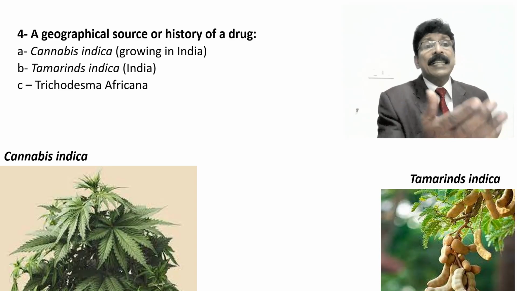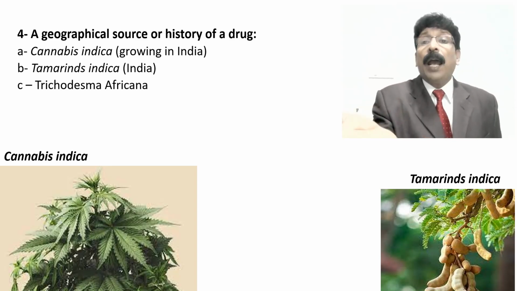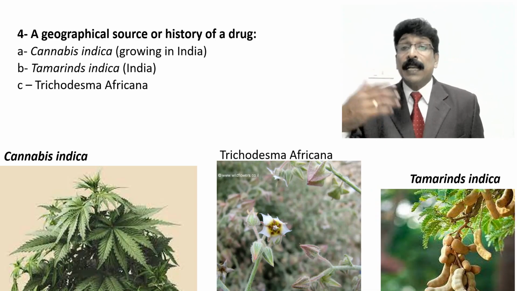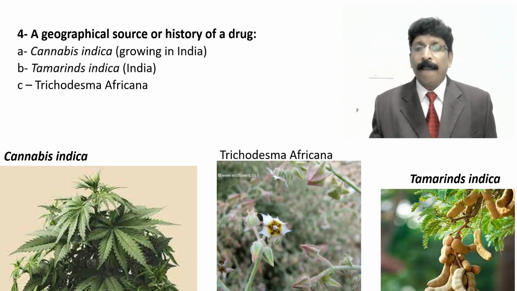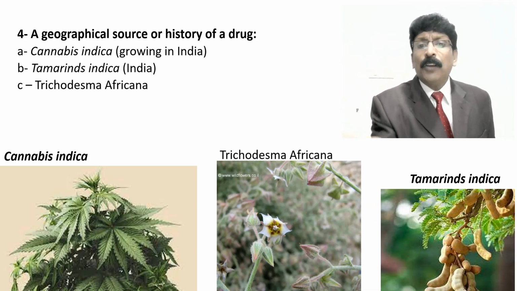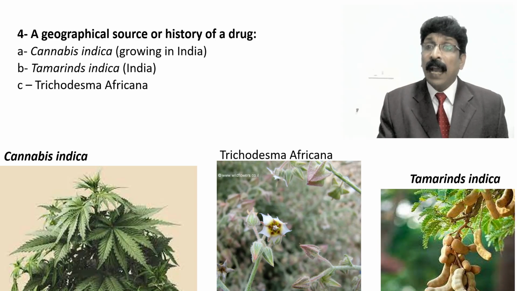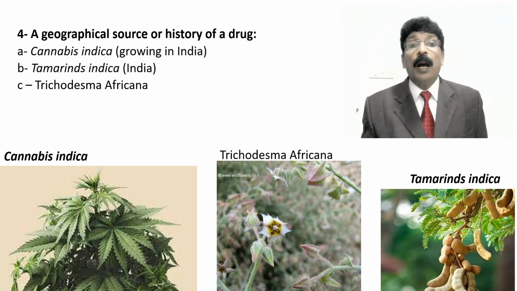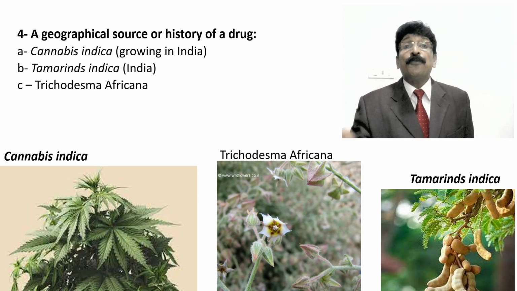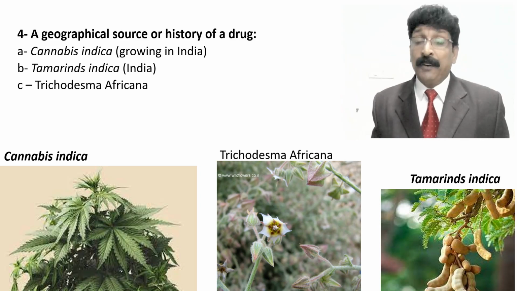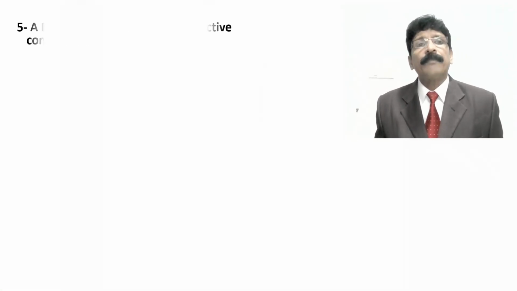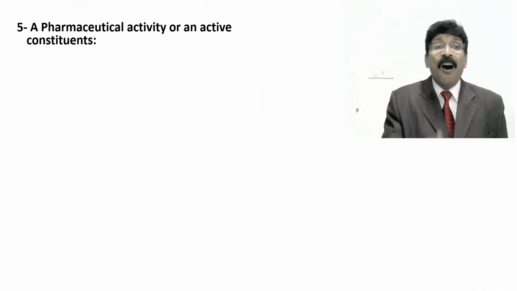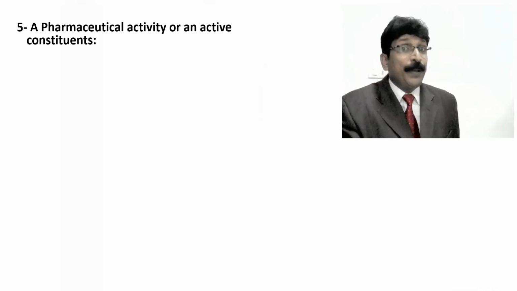And you can see Trichodesma africana, Trichodesma indica, Trichodesma zeylanica is also there. In africana, you can see this plant has anti-inflammatory activity. Trichodesma africana, by means of its geographical source, the name is given for the species. A pharmaceutical activity or an active constituent can also be given as a name.